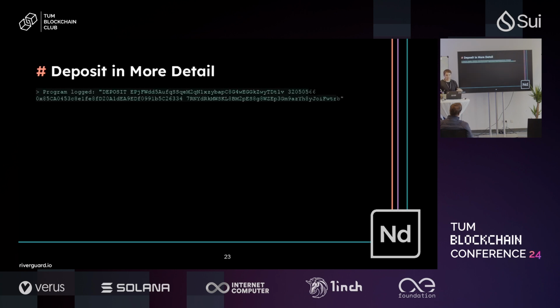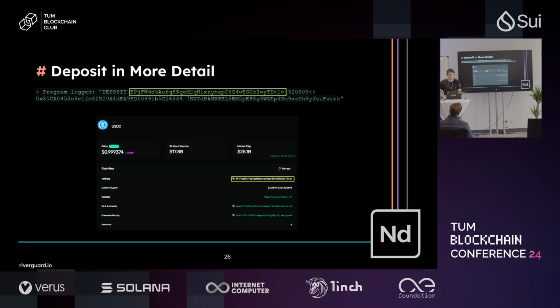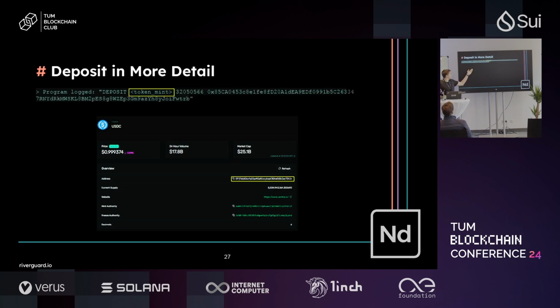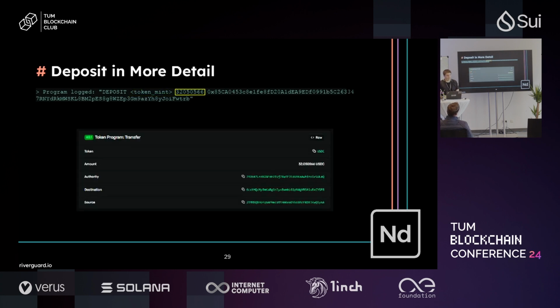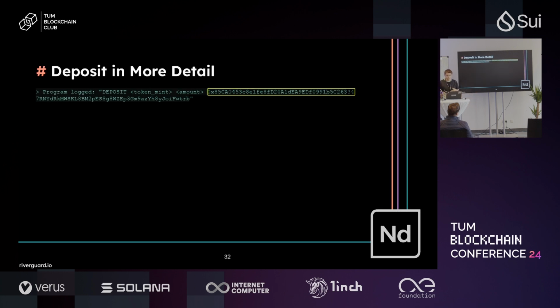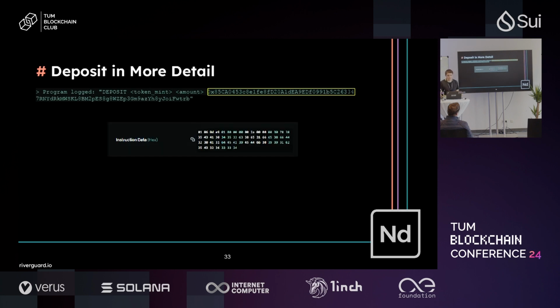When we now look at this deposit instruction, we have here different parameters. The first one is the USDC mint, so that we want to transfer USDC into the vault. The second one is the amount that we want to transfer. As we see here, it's 32 USDC, and here it is written with some decimals. So we know, okay, the second parameter of the deposit instruction was the amount. And the third was not an account.